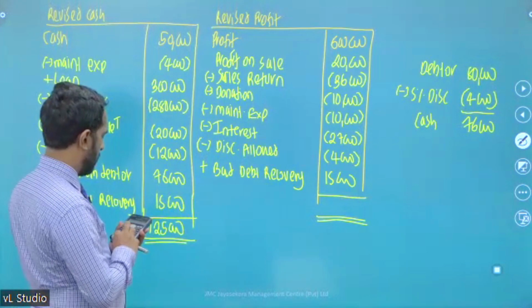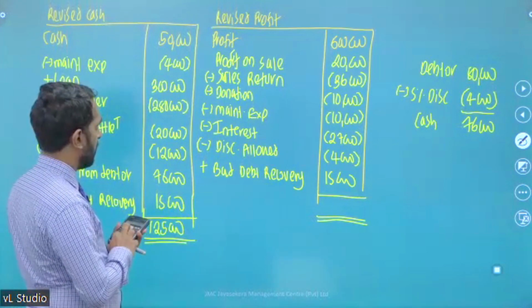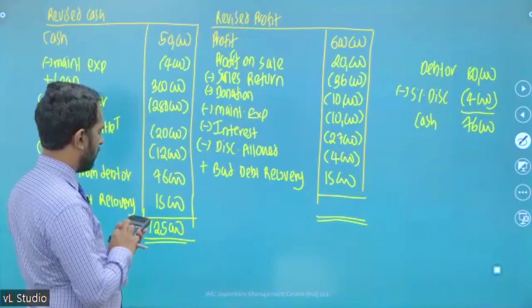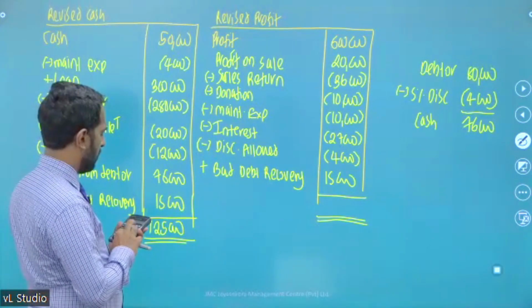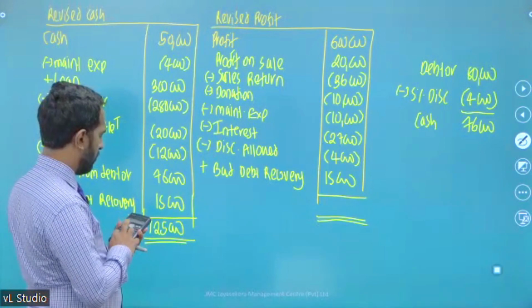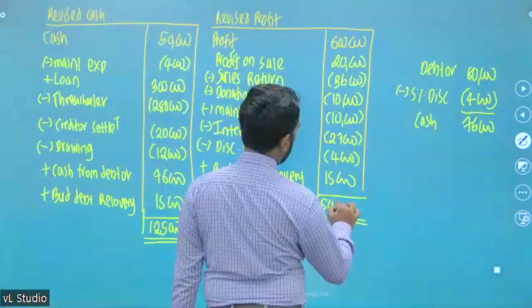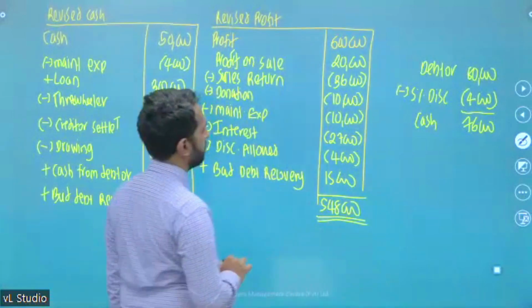600,000 plus 20,000 minus 36,000 minus 10,000 minus 10,000 minus 27,000 minus 4,000 plus 15,000. I'm getting an answer of 548,000. Okay.